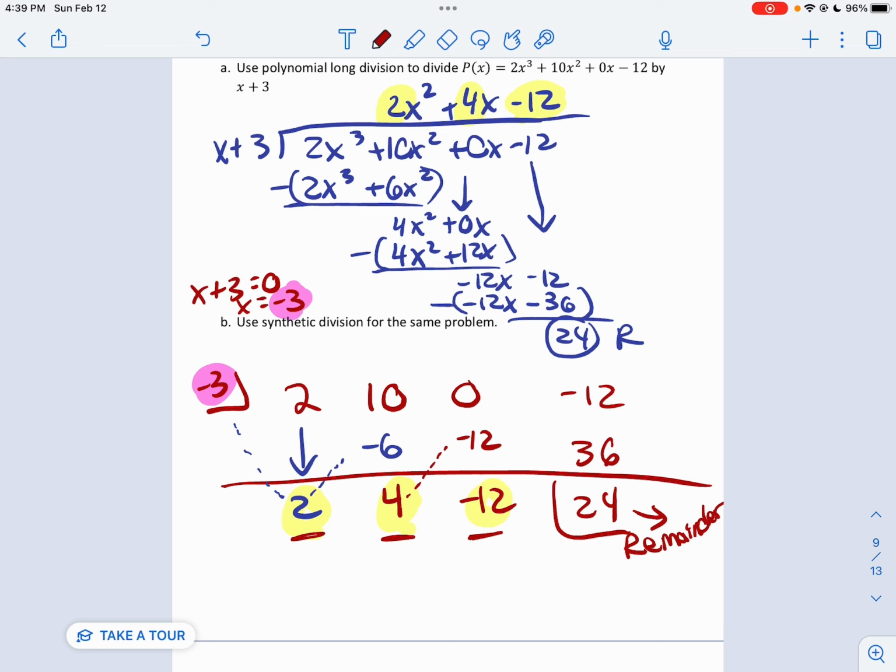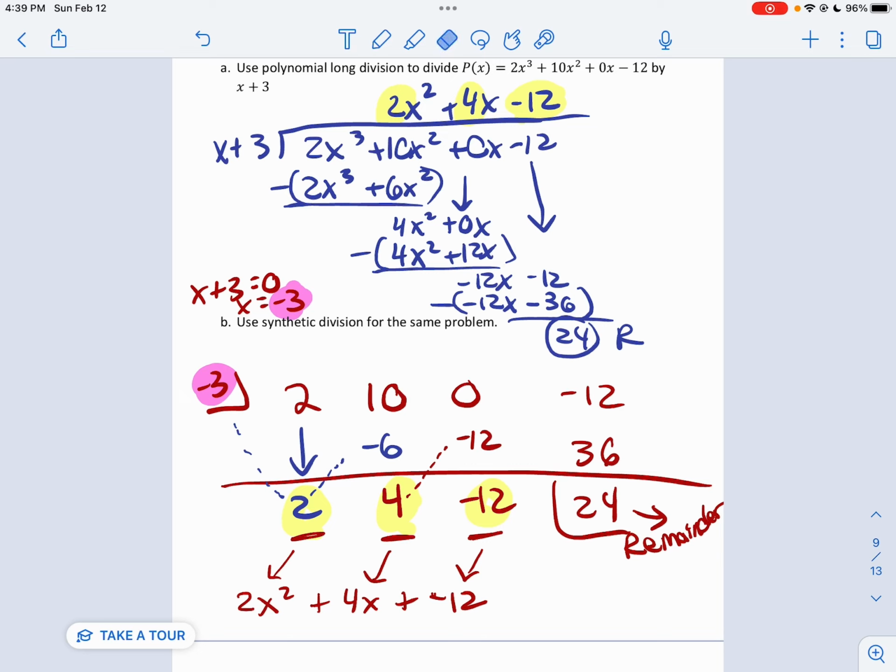My polynomial originally was a cubic, and I've now divided it by x. So I know that I've lost 1 degree. So I know that this is 2x squared plus 4x plus negative 12. In other words, you've lost a degree and then you work your way down each degree.